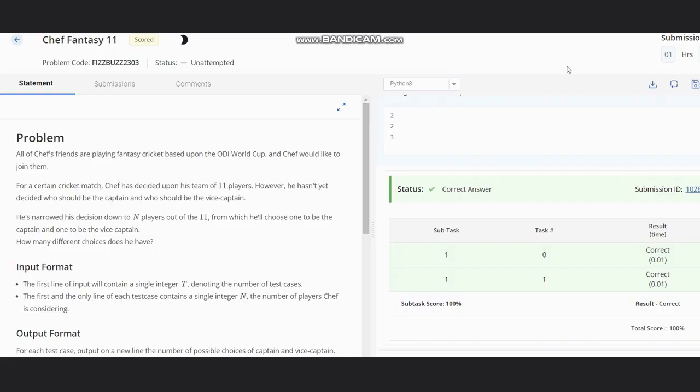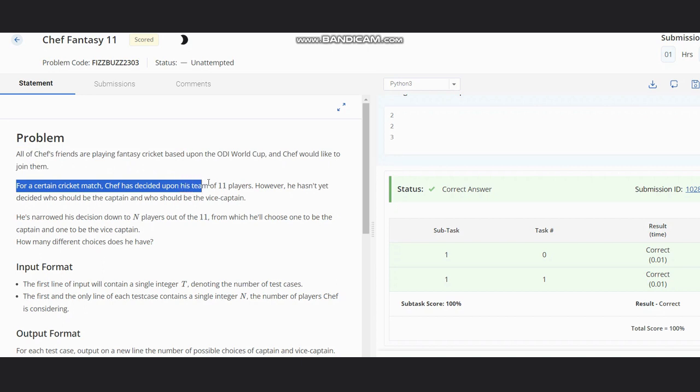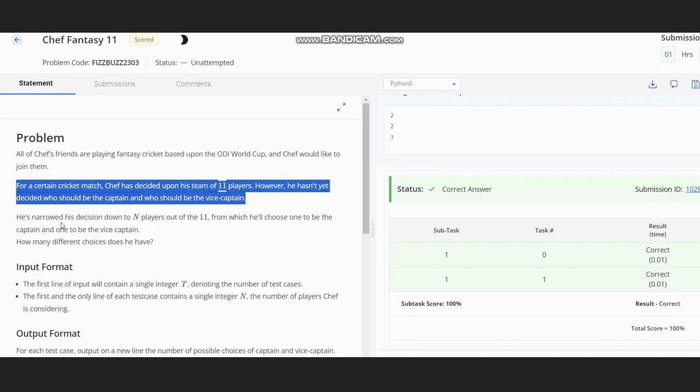So here we are discussing the question Chef Fantasy 11 on CodeChef. The problem states that all of Chef's friends are playing fantasy cricket based upon the ODI World Cup and Chef would like to join them. For a certain cricket match, Chef has decided upon his team of 11 players. However, he hasn't decided yet who would be the captain and who should be the vice captain.